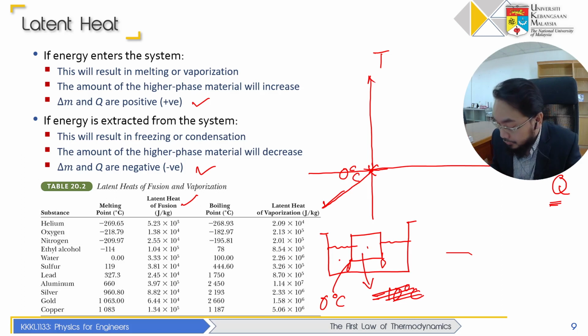So what happens to the extra Q that you supply? Why must the temperature remain the same? This is because the extra heat that you are transferring into this mixture of water and ice is now being used to slowly change the phase of ice into water completely. So it will be constant here until you reach a point where all of the ice has been converted into water.